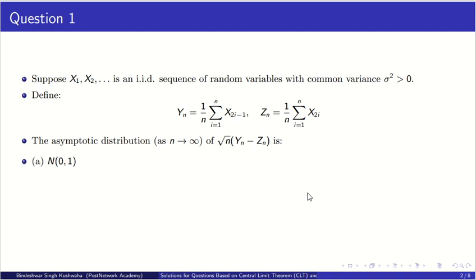So here the first option, standard normal distribution, second, normal distribution with variance, and third one, normal distribution with variance 2 times sigma square, or degenerate at 0. So let us solve step by step.